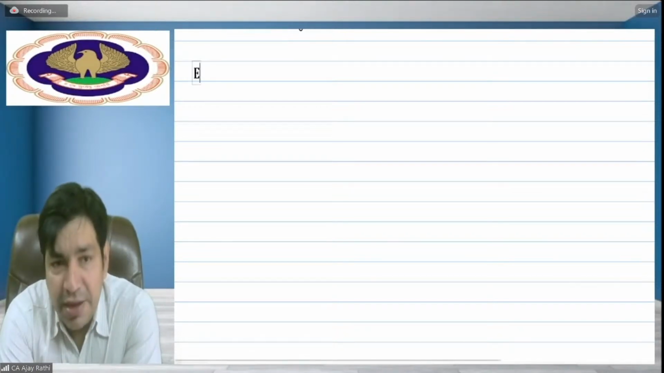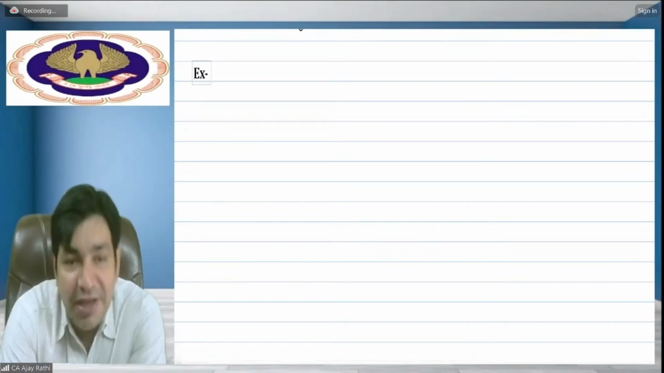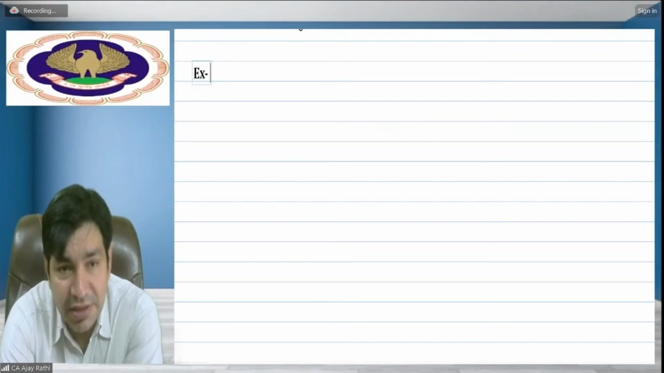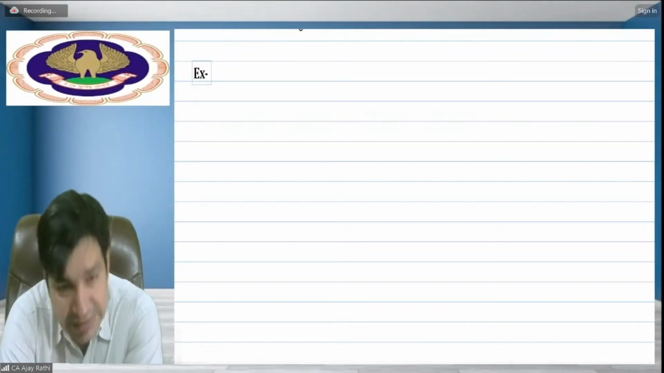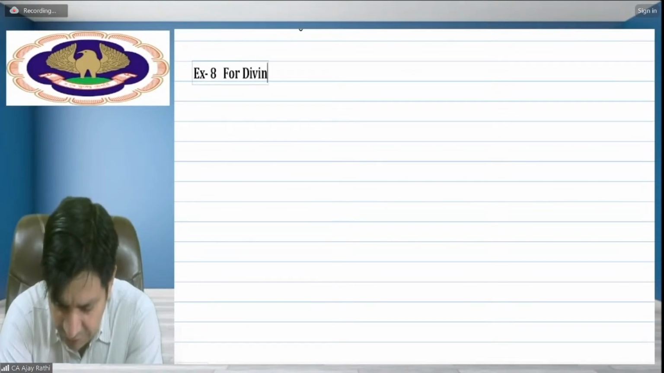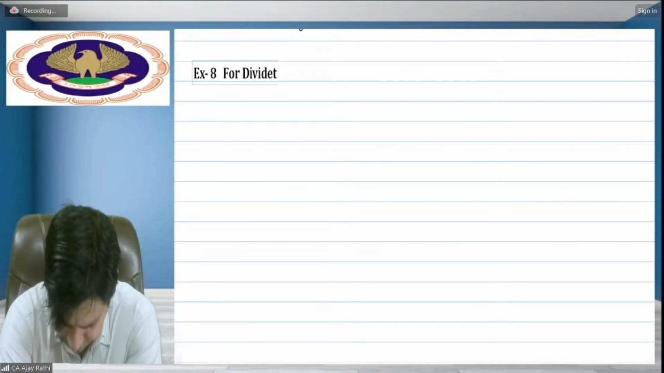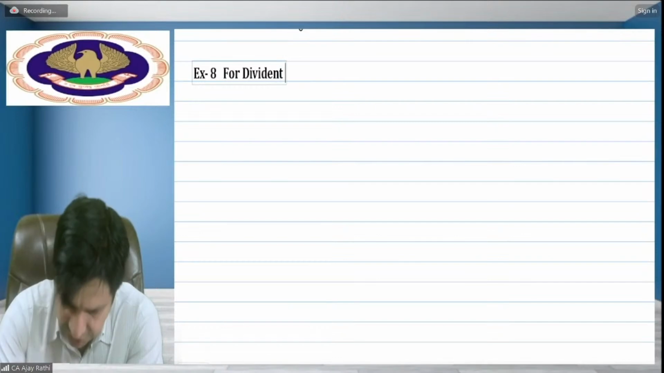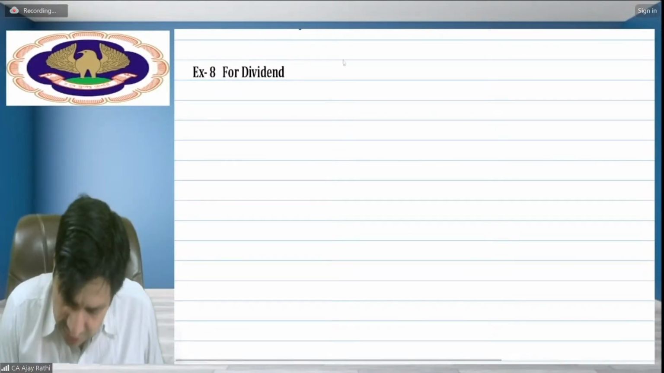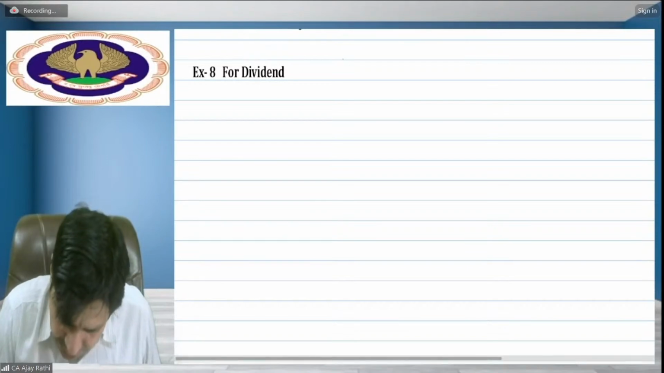So here it means he or she was in the last all classes. Example number 8 for dividend. Beta, you know one thing? Dividend may be of 2 types. Yes, sir.